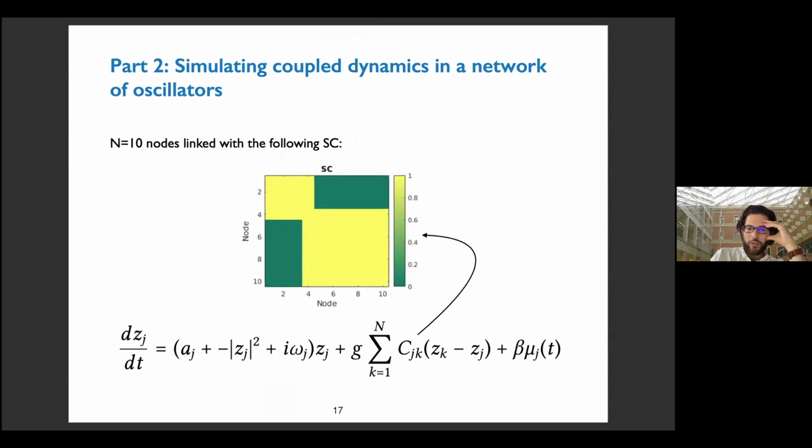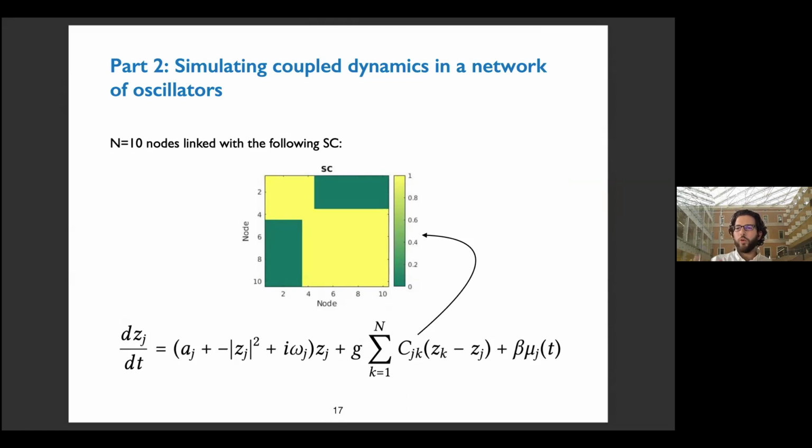So now we move to part 2. In this first part, we skipped the global coupling between the different nodes. Now we incorporate this part here, and of course we can fix different values of A. Typically we fix A equals 0. This is what is typically done initially, based on different research papers that suggest that different brain regions are working at the onset of the bifurcation of this parameter. But now we incorporate the input from other regions, and what we're going to do in this second part is simulate coupled dynamics in a network of oscillators.